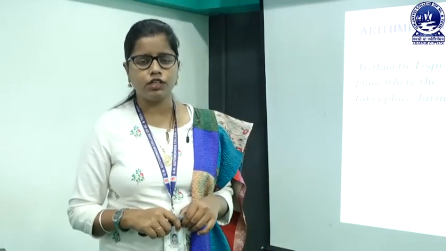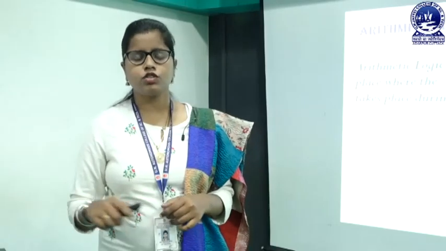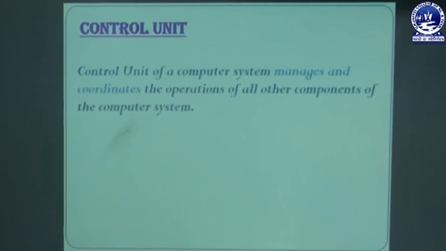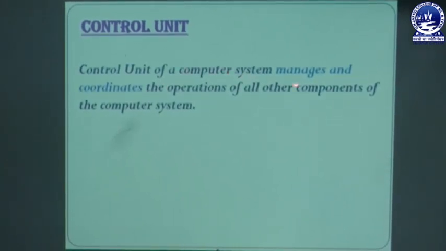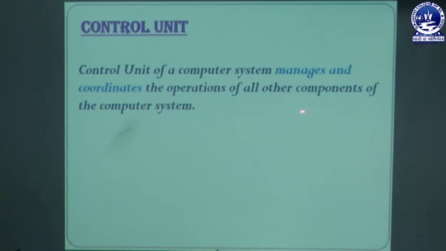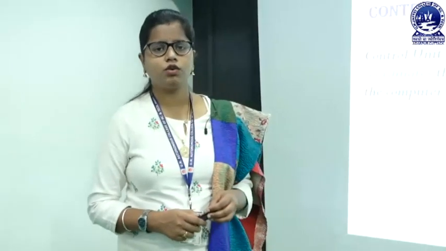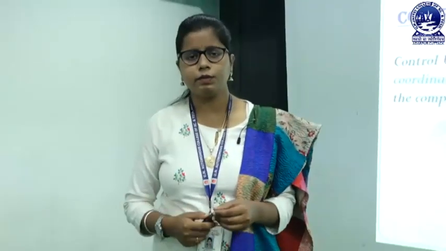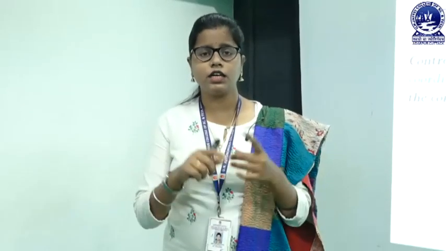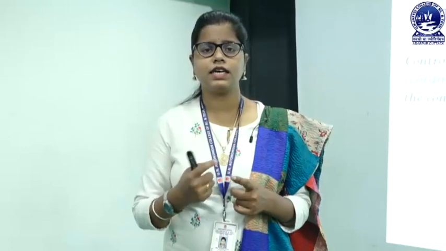So what is the control unit? What is the work of the control unit? The control unit is the nerve system of a computer. The control unit of a computer manages and coordinates the operation of all other components of the computer system. So what are the other components? Those are your input unit, output unit, arithmetic logic unit, and storage unit. Who is responsible for controlling these components? That is the control unit. So that is the central nerve system.